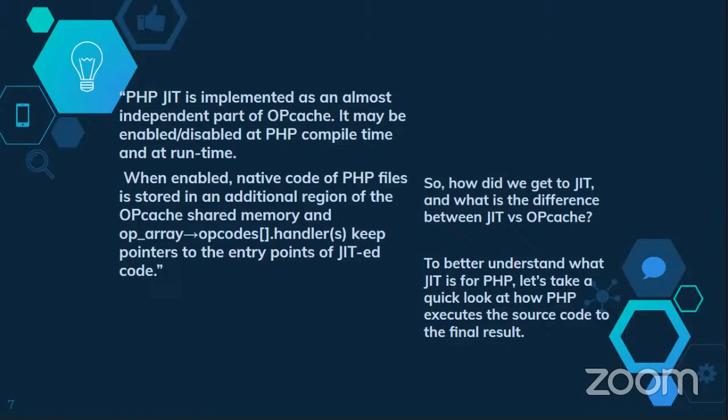So how did we get to JIT, and what is the difference between JIT versus OP cache? Like I explained before, OP cache was what was used before, what PHP was running before they introduced JIT, which is just in time. To better understand what JIT is for PHP, let's take a quick look at how PHP executes the source code to the final result.